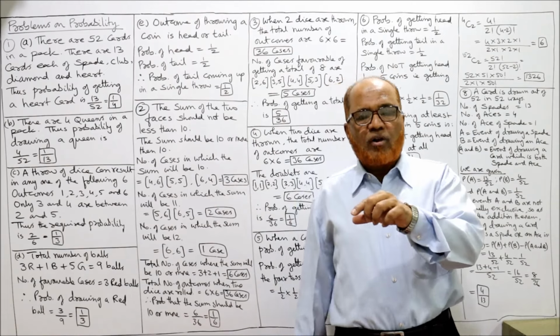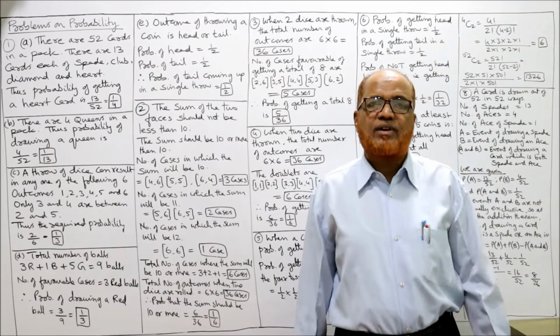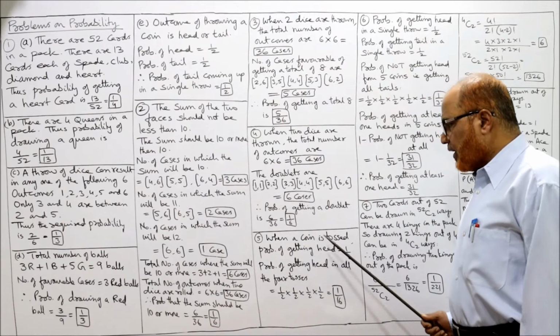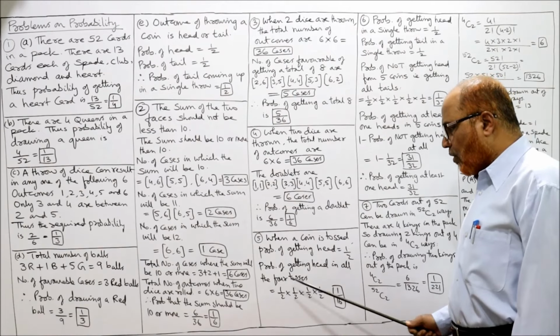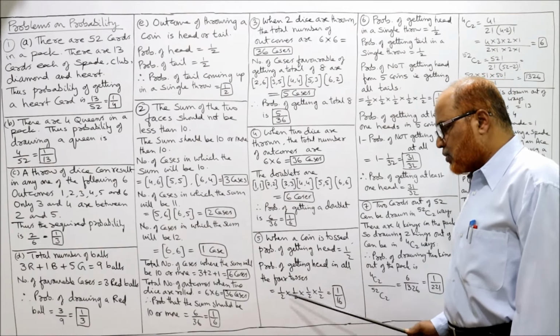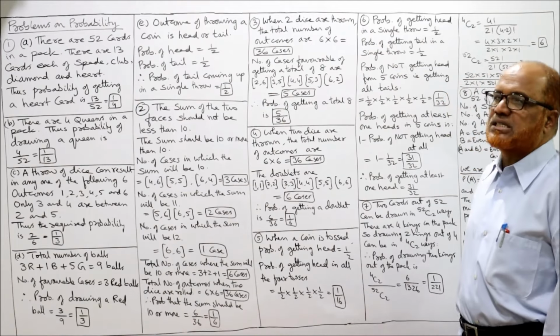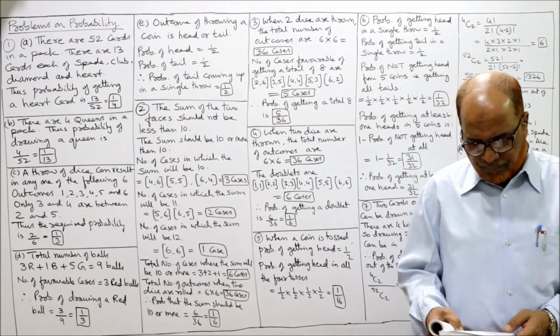So now we want the joint probability. What is the probability that in all the four cases we get the head? When a coin is tossed, probability of getting head is 1 by 2. Probability of getting head in all the four tosses, 1 by 2 into 1 by 2 into 1 by 2 into 1 by 2, it is 1 by 16. That's it. Now, sixth problem.